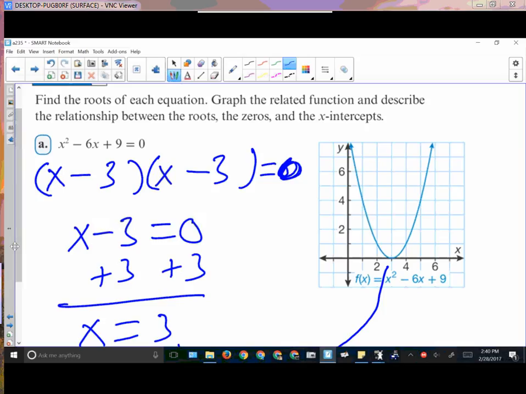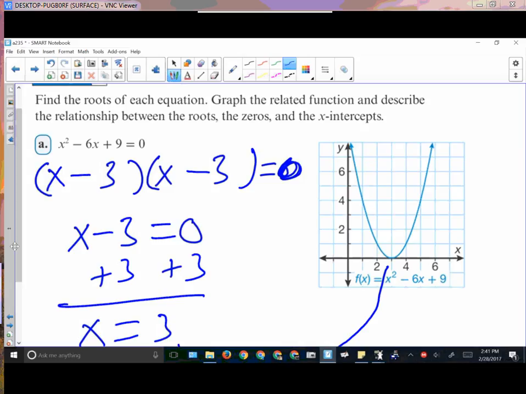So when we find the roots, these are telling us where it hits the x-axis. These are the solutions. These are the zeros. These are the x-intercepts. They all mean the same thing. They're all asking the same questions. I know. Why can't they just have one? It depends upon what we're looking for. That's why we have different terms for it.